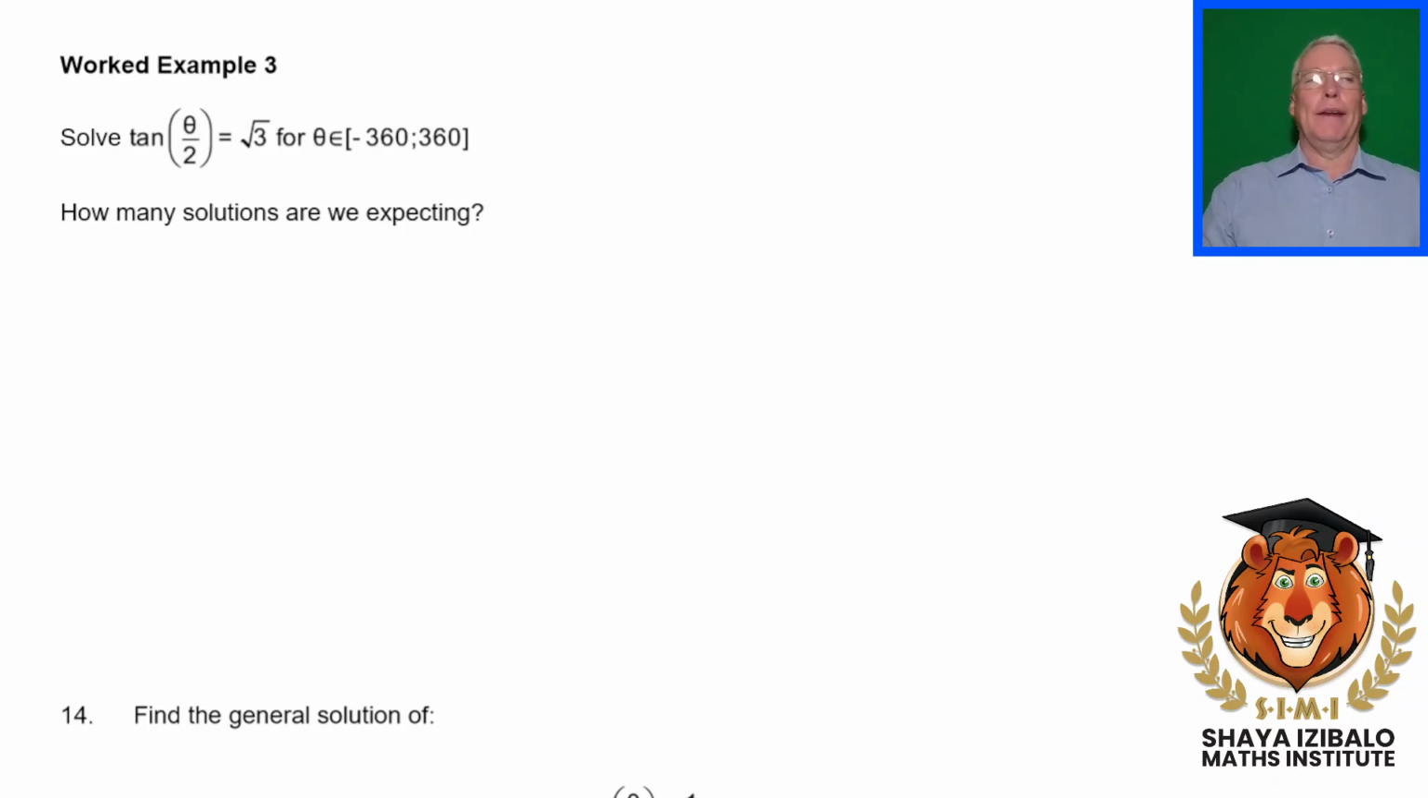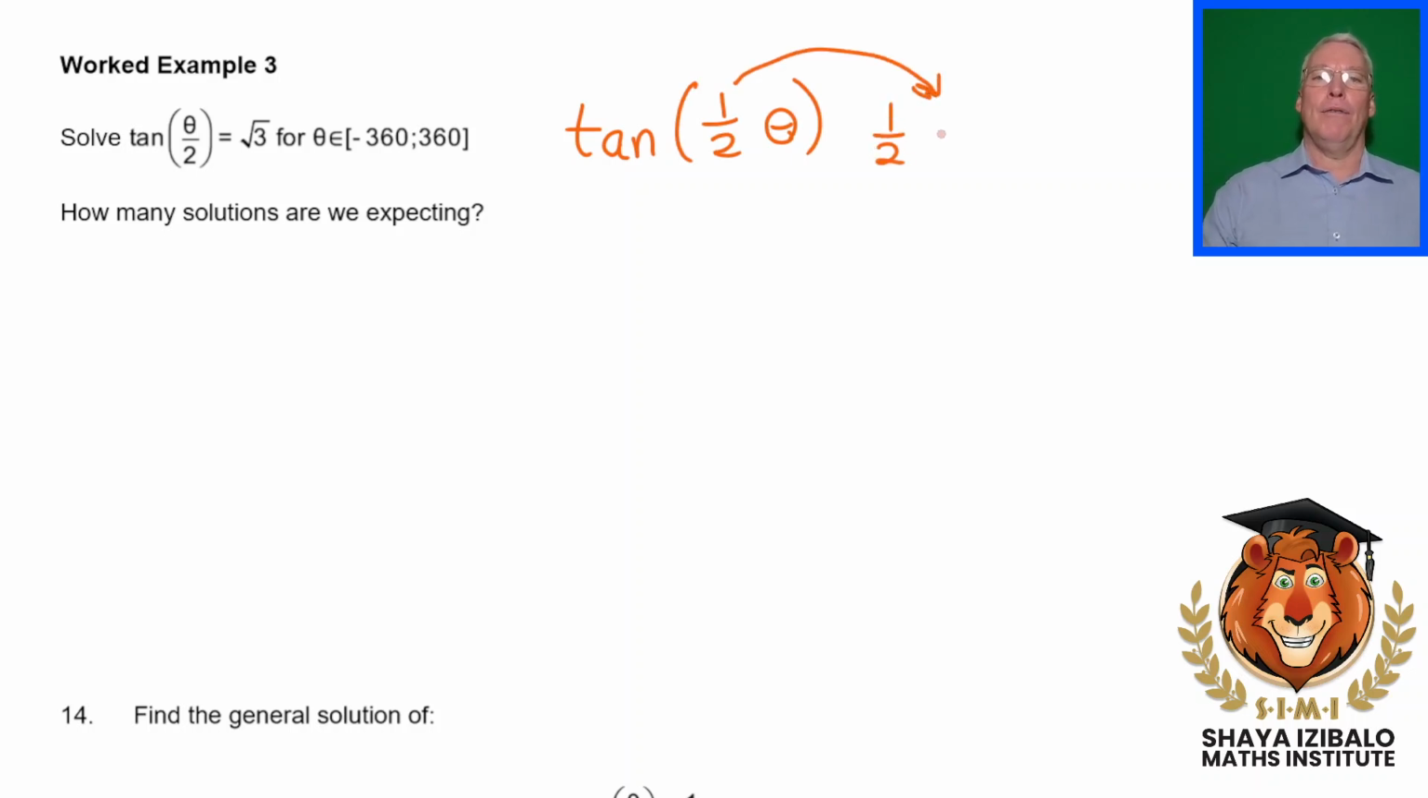So remember, the normal thing is for each trig ratio to take on a value twice per 360 degrees. In other words, we would expect two solutions per 360 degrees. Now tan half theta, what that half is going to do, it's actually going to stretch our graph out. Remember, tan theta over 2 is exactly the same as tan half theta. What this means is we will get half as many graphs as usual.